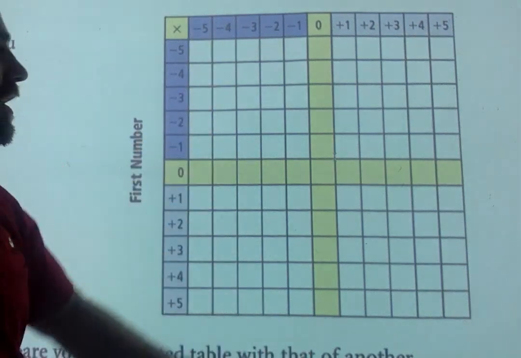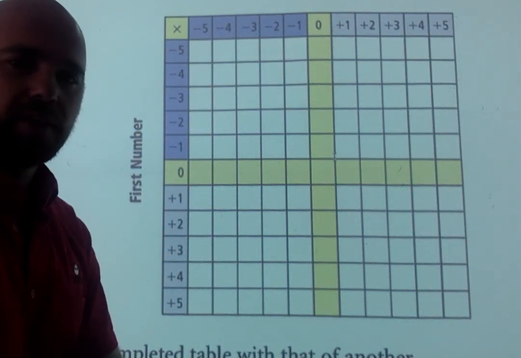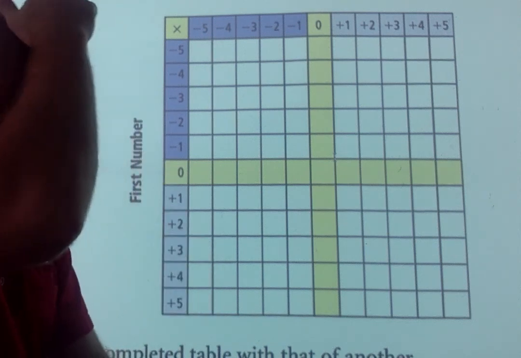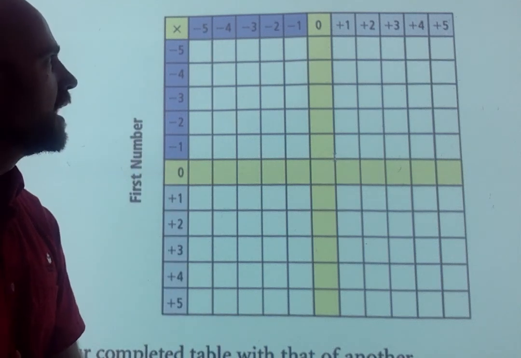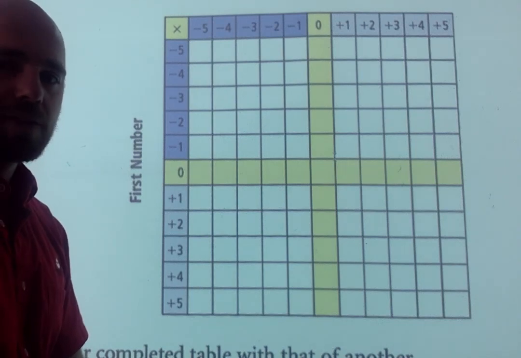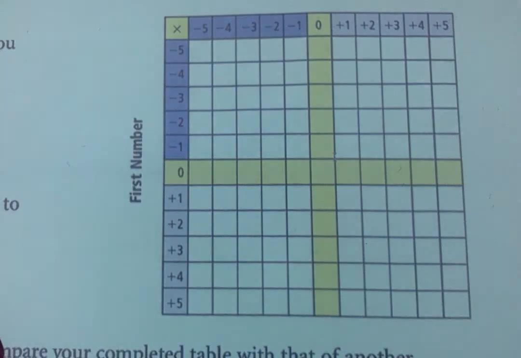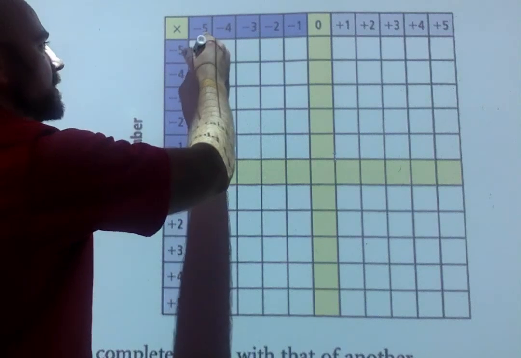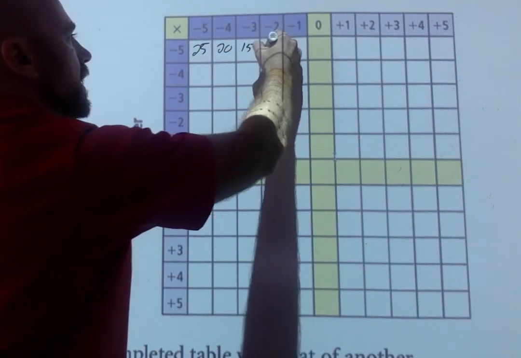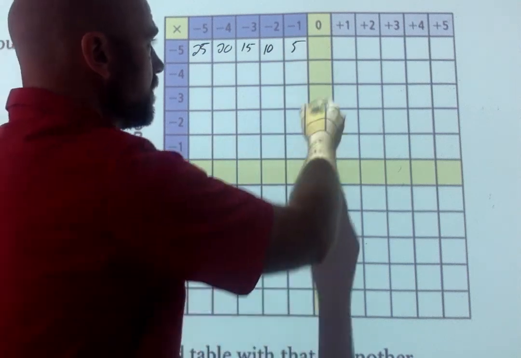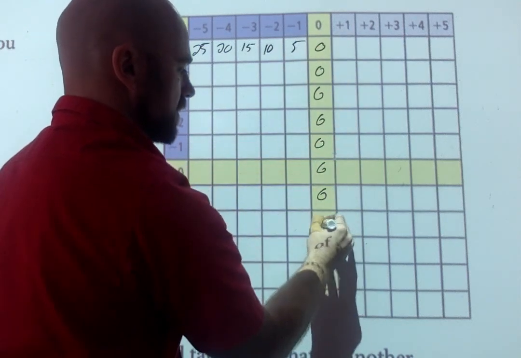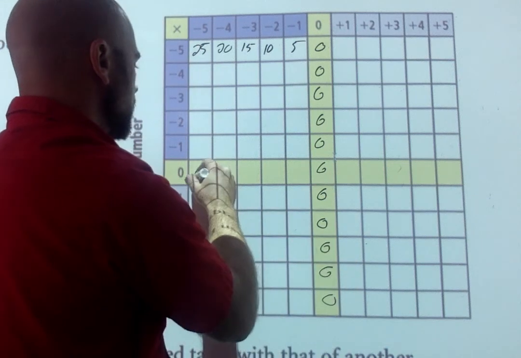So here I've got this chart. If you wanted to pause it and copy this chart out and see what you can get as your answers, that's totally fine. I'm going to go through them pretty quick and just write out what they all are. So I've got negative 5 times negative 5, which gives me 25. Here I've got 20, 15, 10, 5. All of these are going to be 0, obviously. So I'll just put all those in.